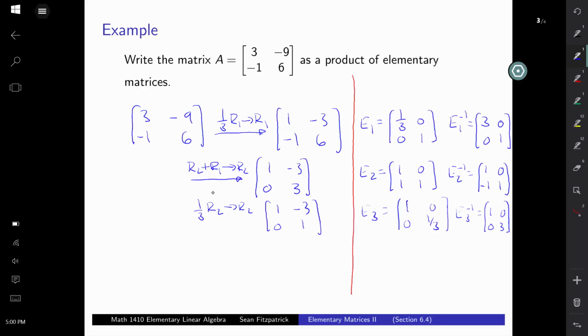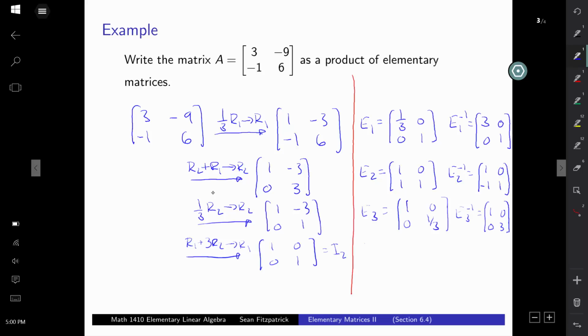Okay, one more. What's the last step? The last step is get rid of that minus 3. So to do that, I've got to do row 1 plus 3 row 2. That's going to be my new row 1. 1, 0, 0, 1, which is my identity.